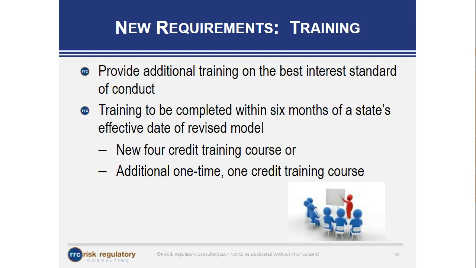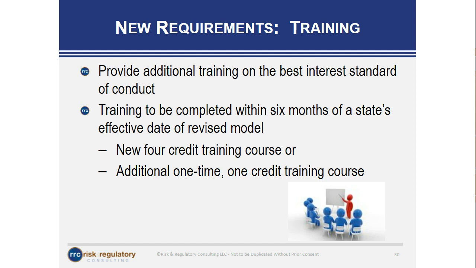The new model requires producers to be trained on the new requirements of the Act within 6 months of the state's effective date for adopting the new model. This requirement applies to all producers, regardless of whether or not they've already completed the 4-credit course required by the 2010 model. Going forward, producers who have already completed the 4-credit course will be required to complete an additional one-time 1-credit training course on the appropriate sales practices, replacement, and disclosure requirements required by the 2020 model.